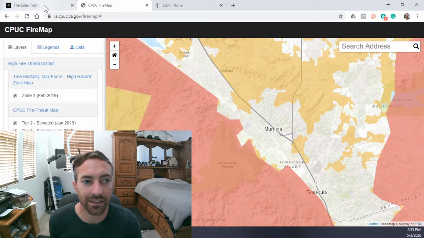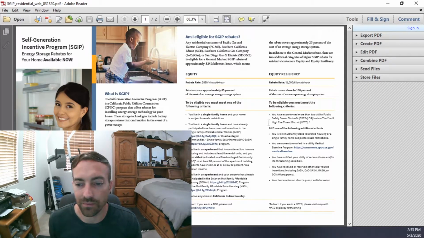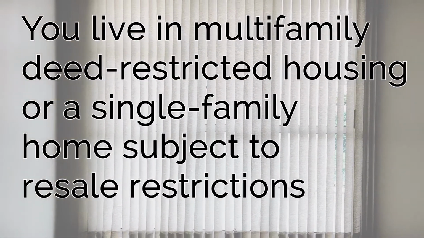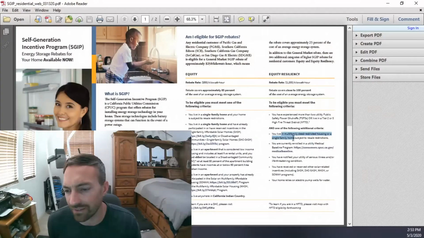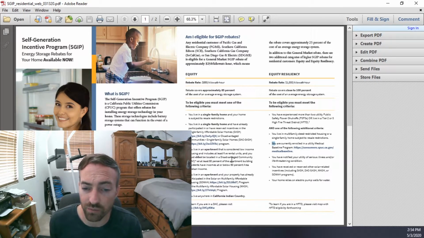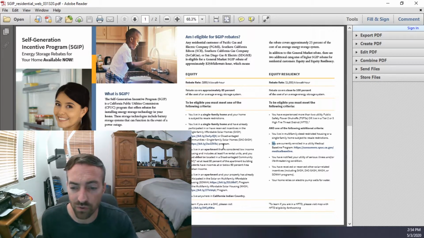So that is step one, and then one of the following additional criteria: you live in multifamily deed-restricted housing or a single family home subject to resale restriction. Now this is pretty strict, like kind of low income areas, deed-restricted housing, not super common. Also, it's hard to say if you can afford solar in that case, but you might qualify for affordable home solar programs as well.